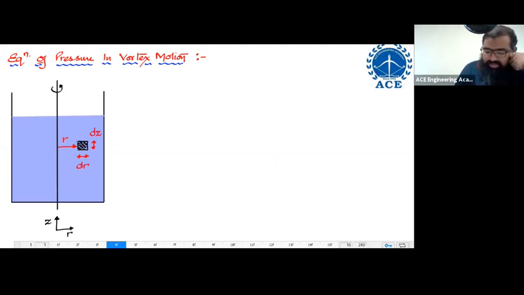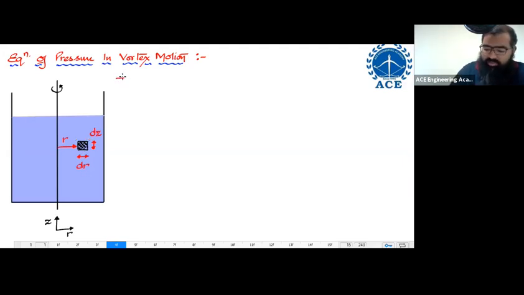If I was having some pressure over here, and I was having some pressure over here, since both these points are lying on the same datum level, the pressure was remaining the same. That was happening in the case of fluid statics. But now when it comes to vortex motion, these two points have two different radii, therefore they are supposed to have some difference in pressure.